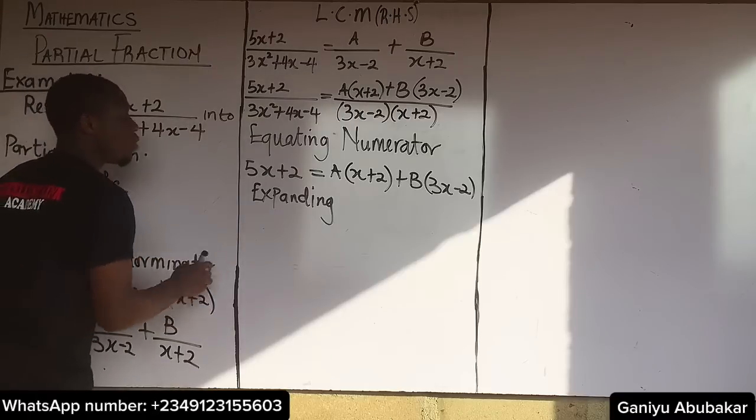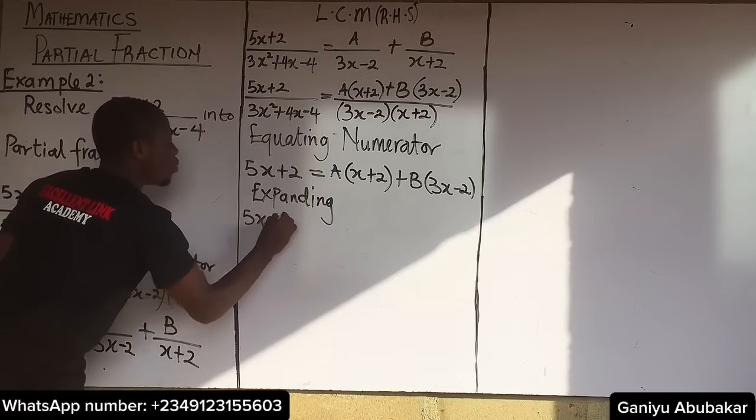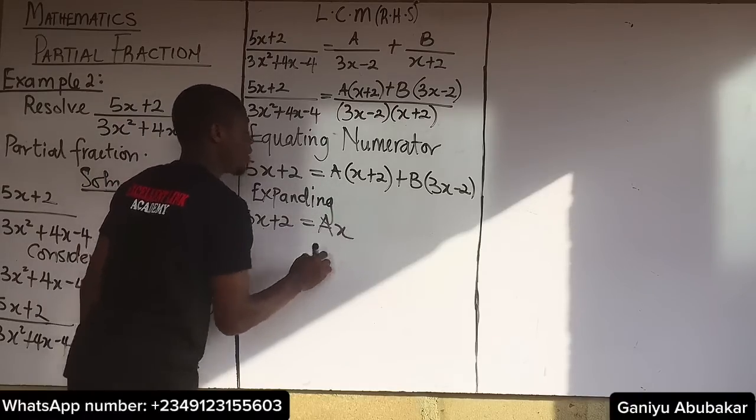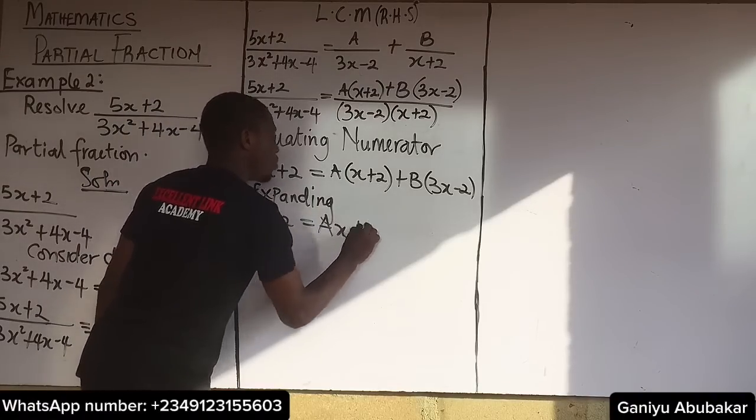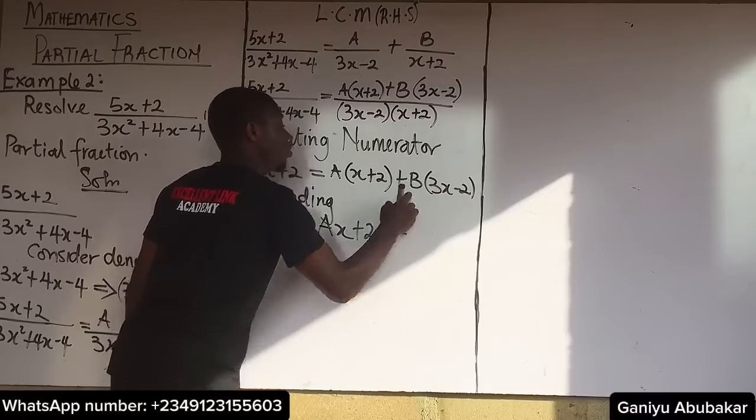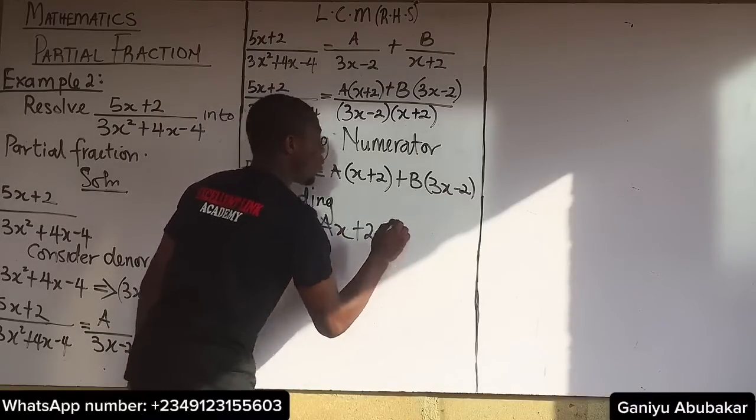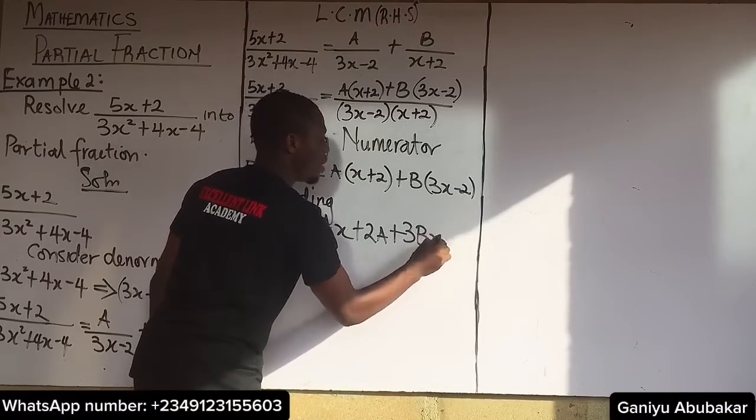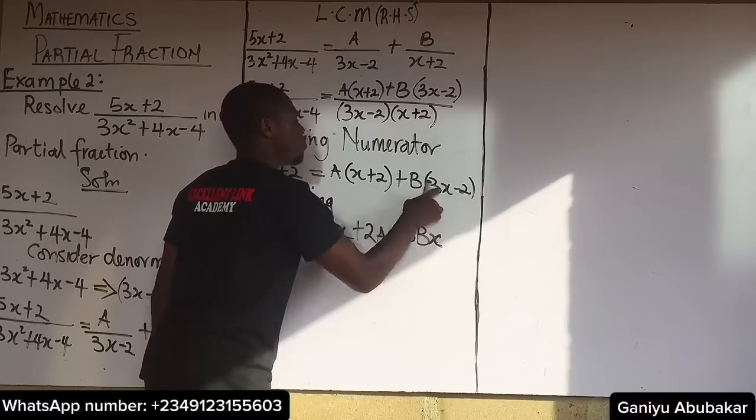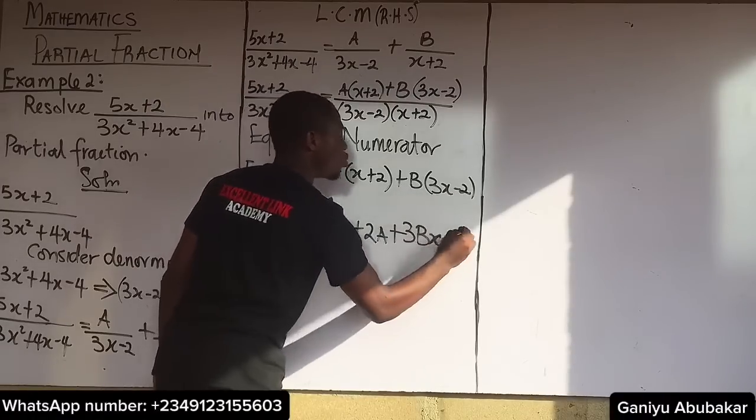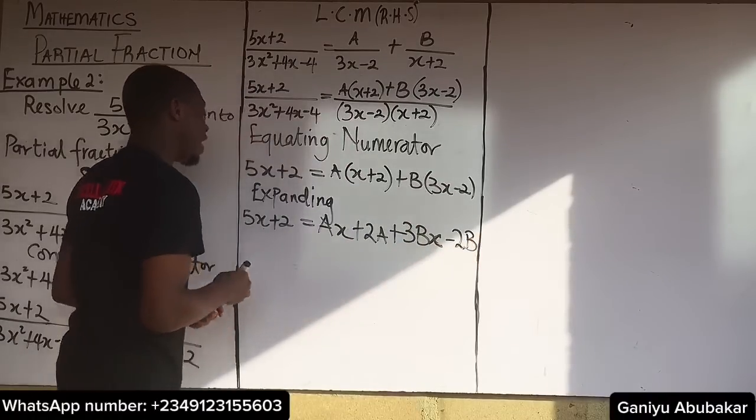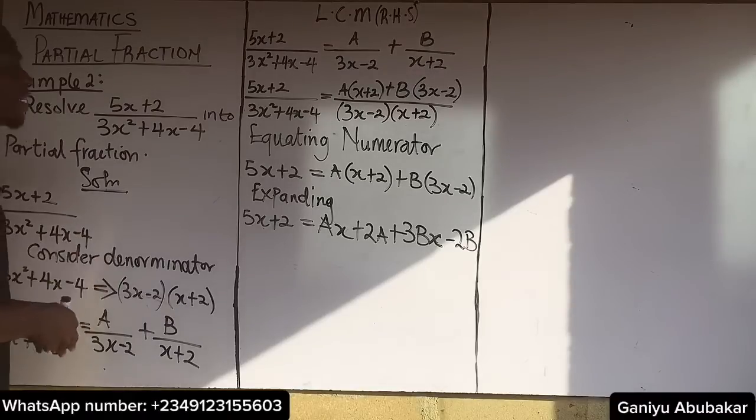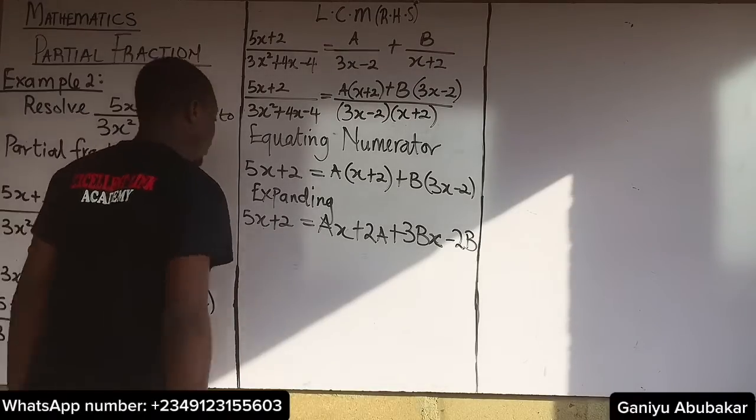if I expand through, I'll have 5x plus 2 to be equal to a times x is ax, a times 2 is 2a, plus b times 3x becomes 3bx. Next up, b times 2, plus minus is minus, so minus 2b. I have this after expansion. All right, after expansion here, what next? My next task is to factorize.